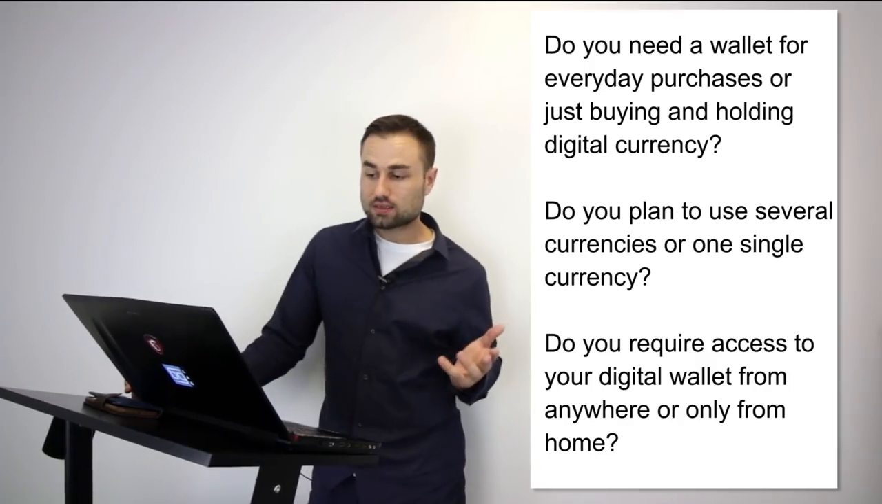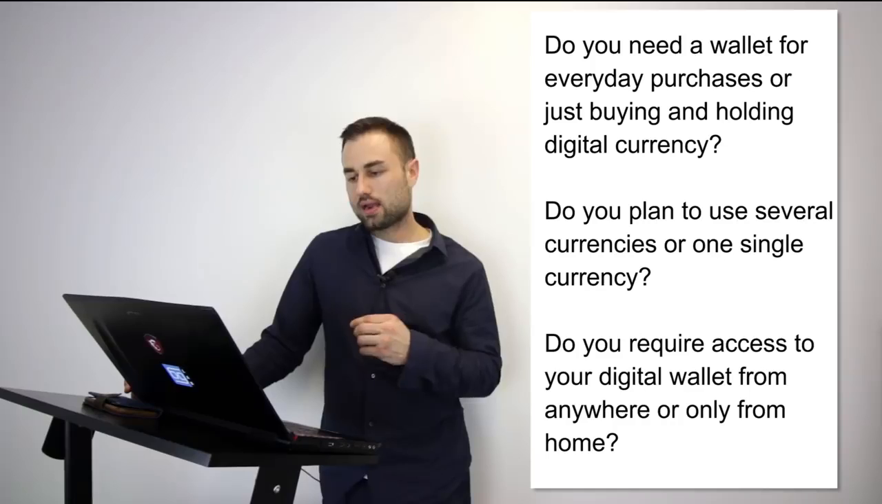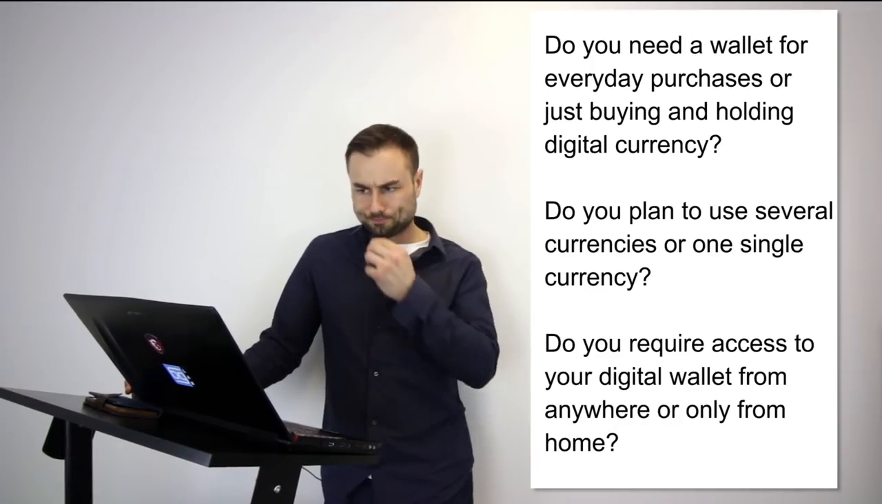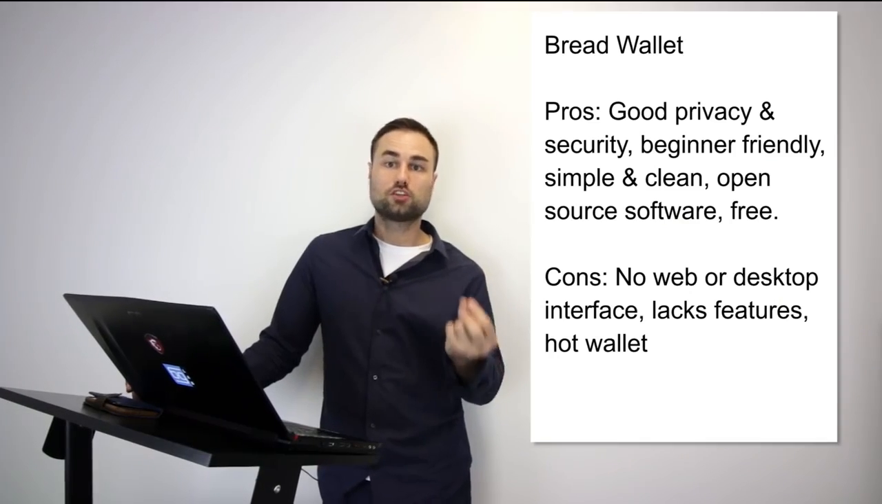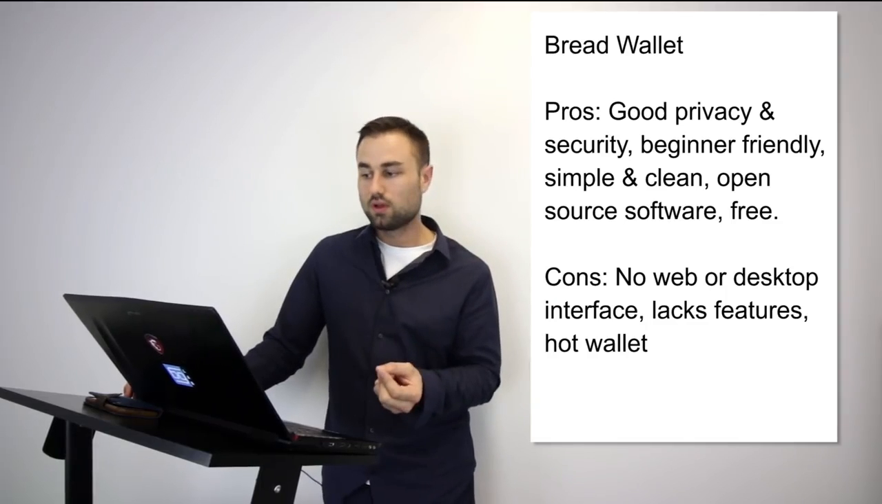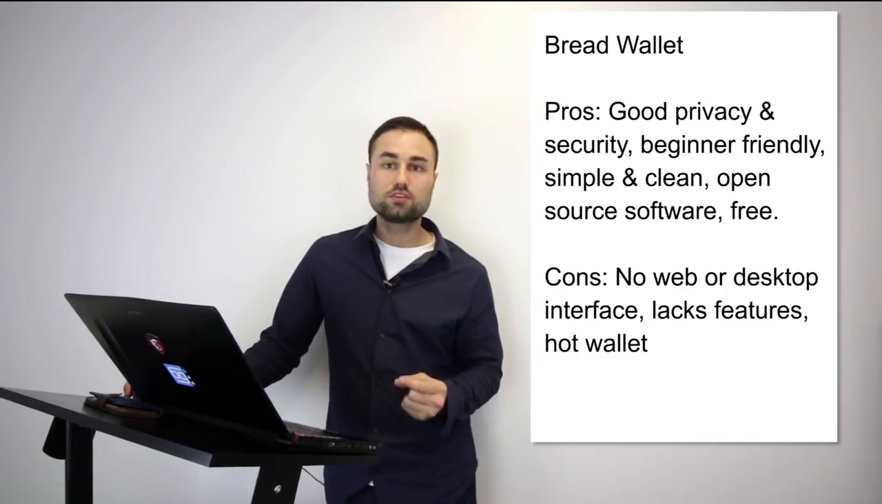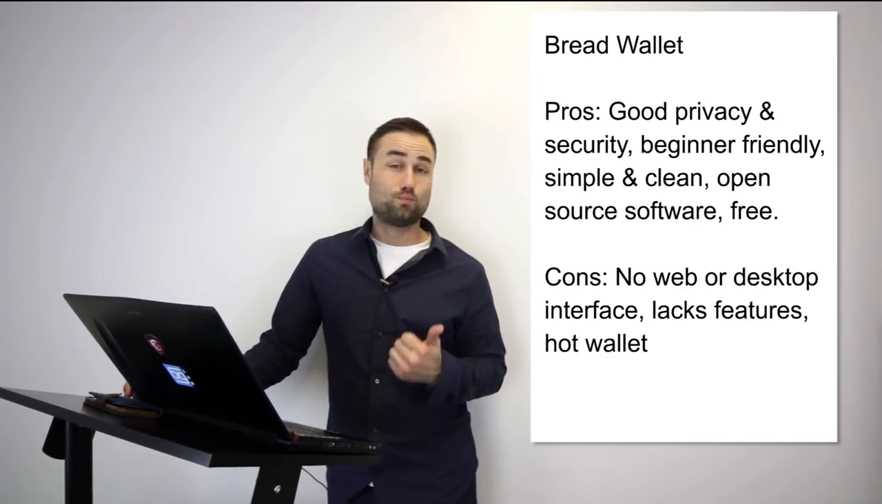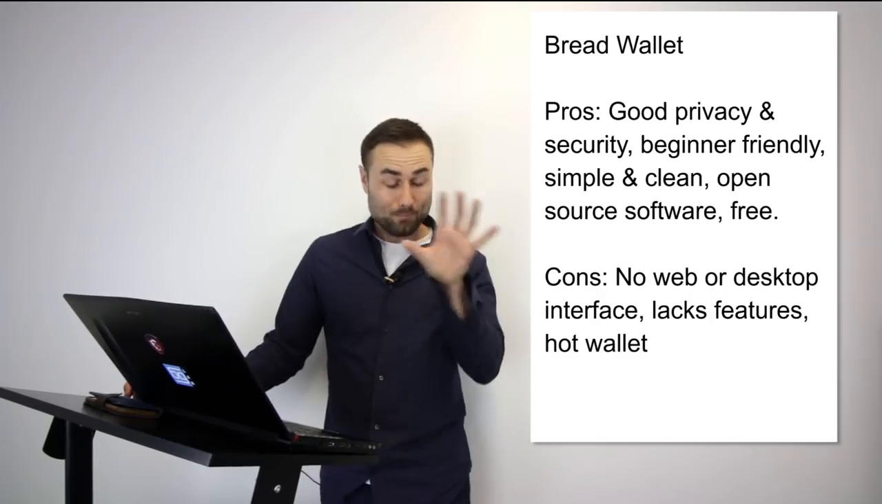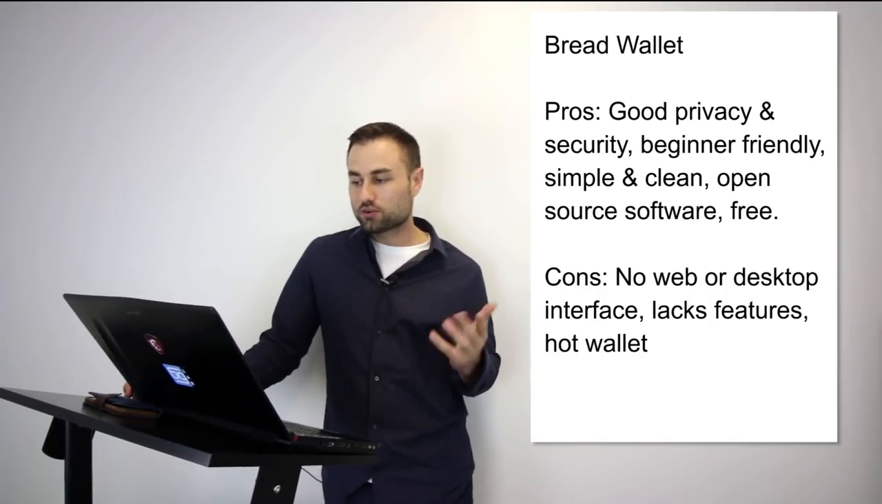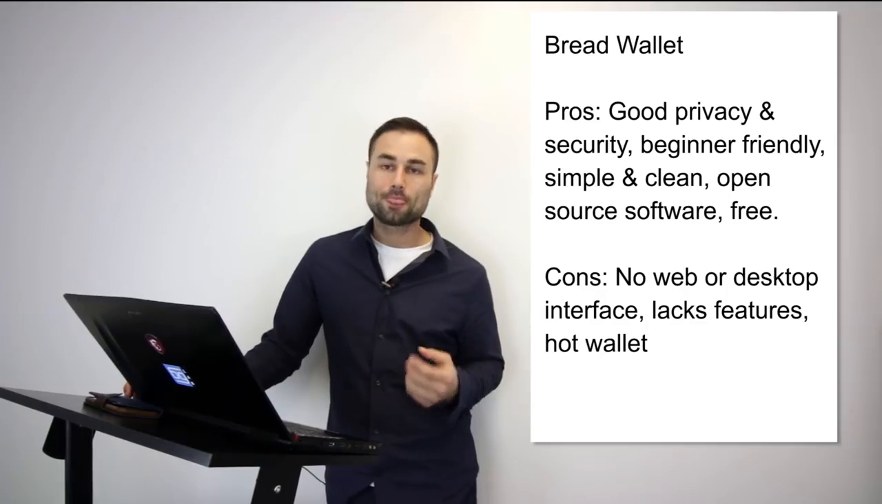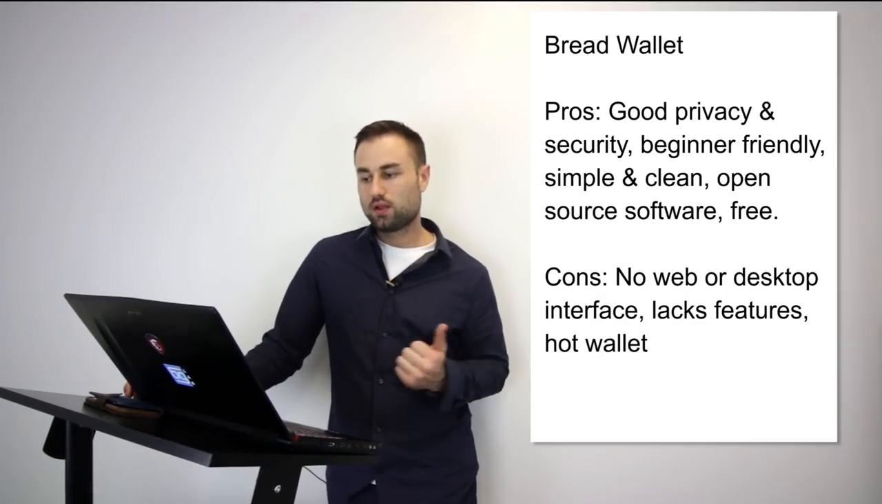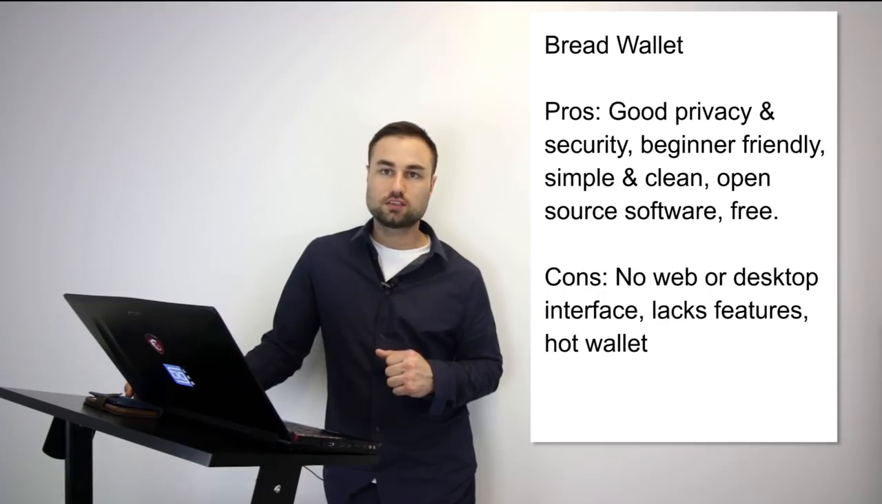Now we're going to get into the nitty-gritty stuff, the actual recommendations, and I'm going to have pros and cons for both. Now, the first one is the Bread wallet. It's a simple wallet. It's literally made for a child because the user interface is so simple. It's specifically just for Bitcoin, no other currencies. The pros are it's very good on privacy. It's beginner friendly. Like I'm telling you, when you see it, it's dead simple. It's open source software. It's free. It's simple. It's clean. However, the cons are no web, no desktop interface, lacks features, and it's a hot wallet.